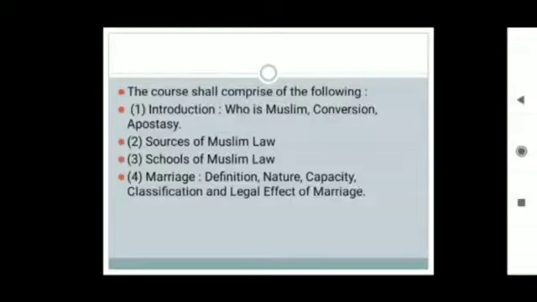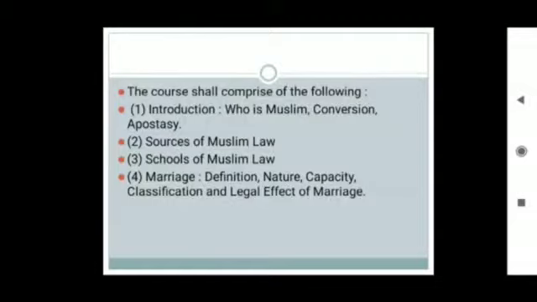Then in the second unit we'll start with the sources of Muslim law, the primary sources and secondary sources. All the primary sources we will study. Sources of Muslim law are divided into two, primary and secondary. Primary will have Quran, Sunnah, Ijma, Qiyas. Secondary will have the legislations, customs and all. We'll discuss it in detail in further videos.